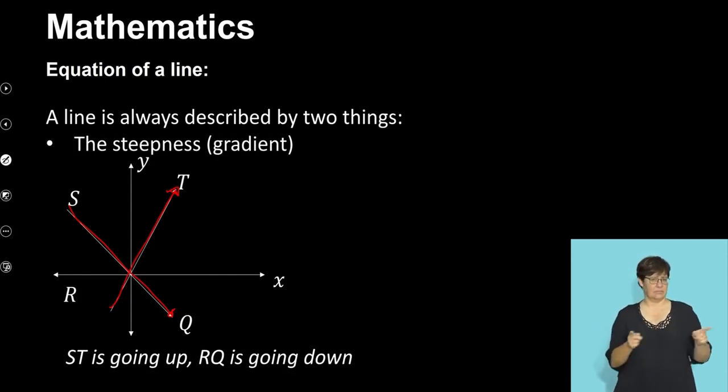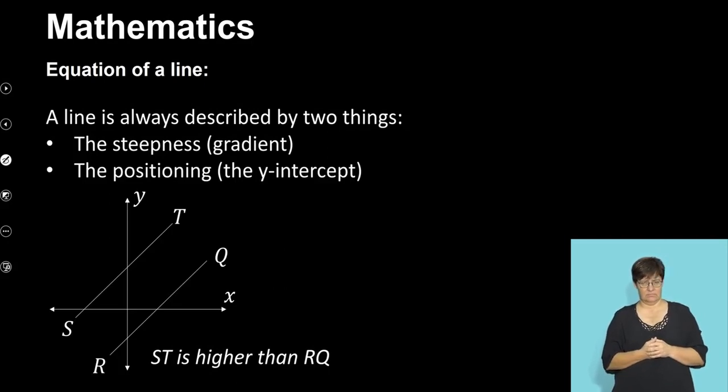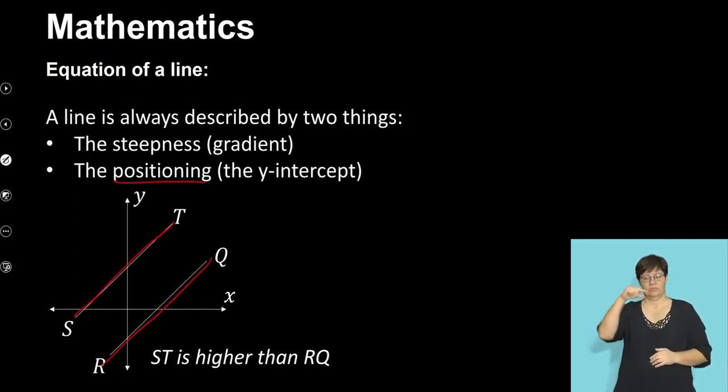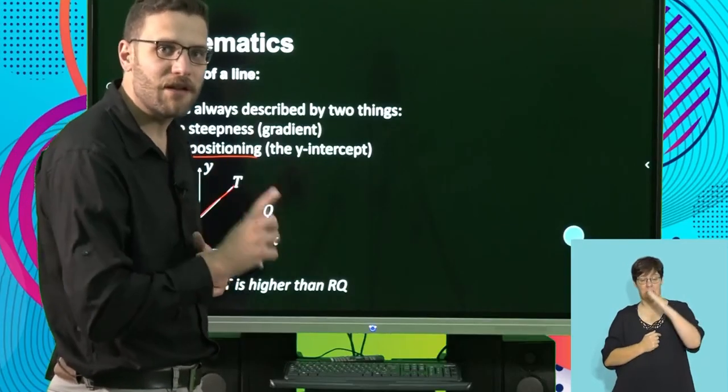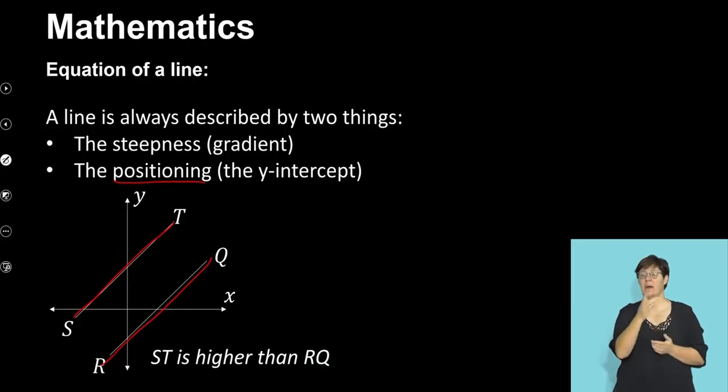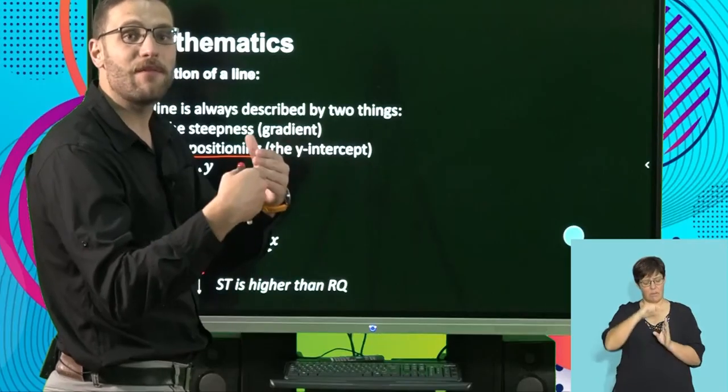The second thing that describes a straight line is the positioning. Here I've got two lines, ST and RQ. It looks like these lines are parallel, so it's not the steepness that makes them different, but rather the positioning. ST is higher than RQ, and when we talk about positioning, we're talking about the y-intercept. The y-intercept of RQ is lower than the y-intercept of ST. If they were the same, they would be the same line.